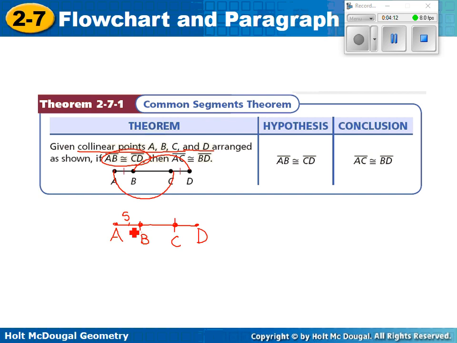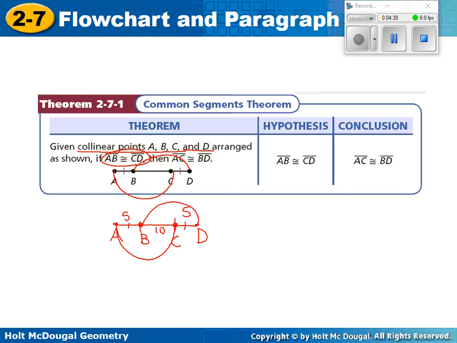So if this is 5 and these are congruent, what does CD have to be? 5. So therefore, does it make sense that 5 plus BC has to be the same as 5 plus BC? So you ready with me? Okay, so this part should be the same as this part. Or in other words, if I say that BC is 10, what is AC going to be? What is BD going to be?